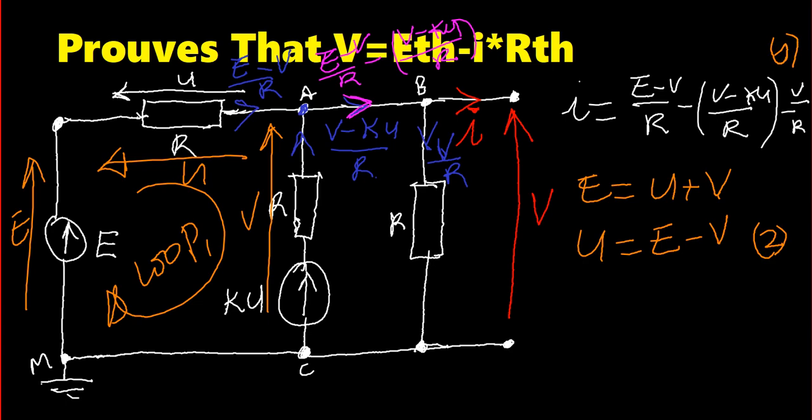Now if you substitute equation 2 into equation 1, you can express I in terms of E, V, R and K. Let's arrange that very well. We discover that I alone will be equal to E minus V minus V plus K U minus V, all over R.